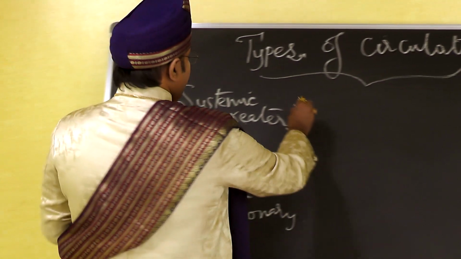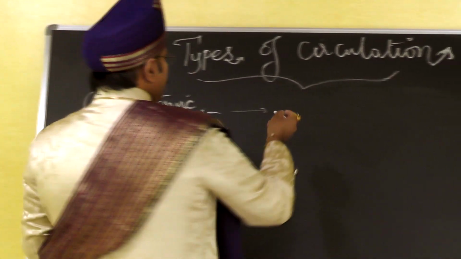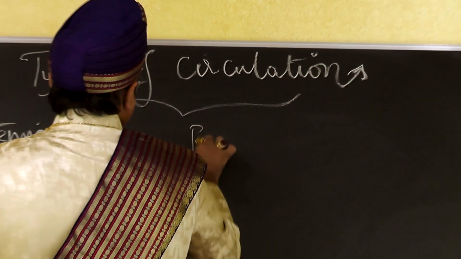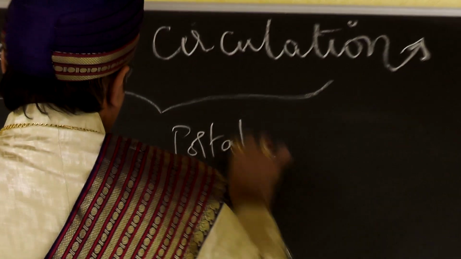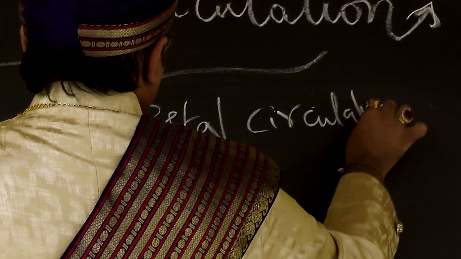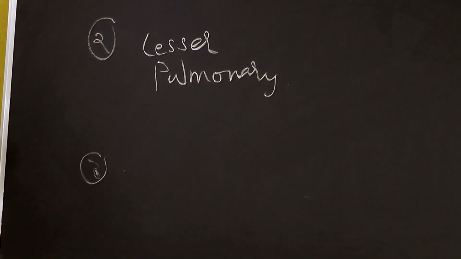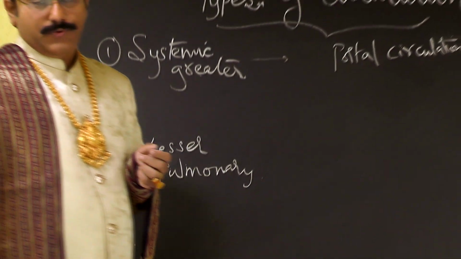And some people, in the systemic circulation only, would like to include a special type of circulation which is called portal circulation. Or some people say, no, we have three types of circulation, and they include portal circulation as the third group.